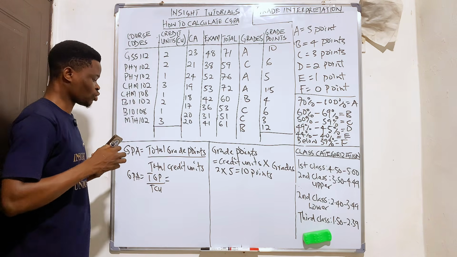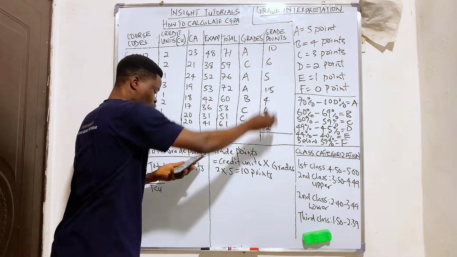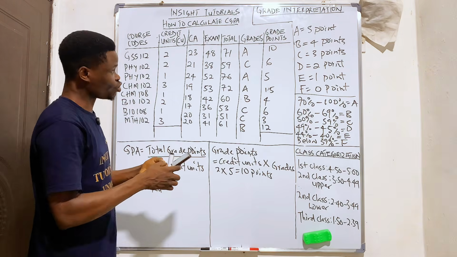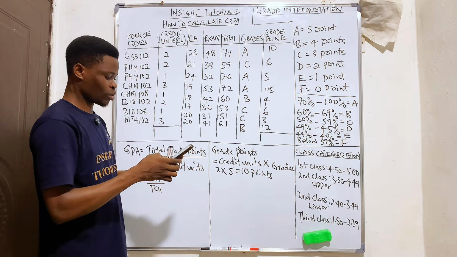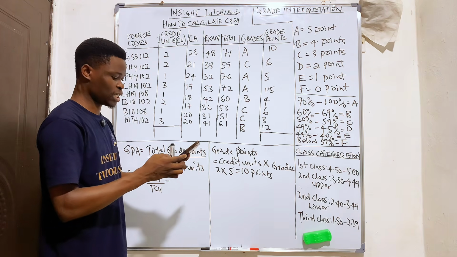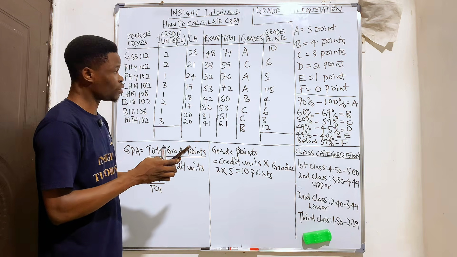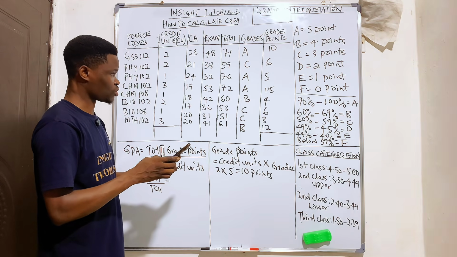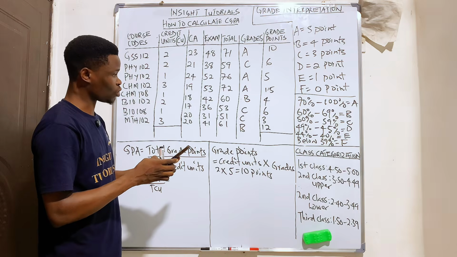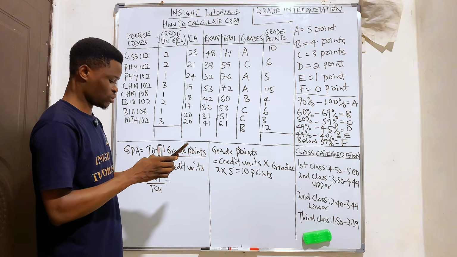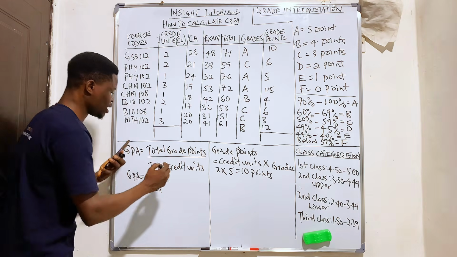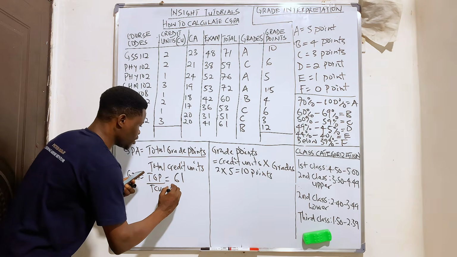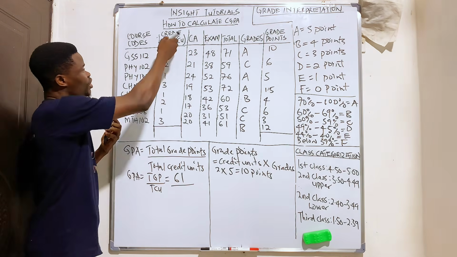So in short form, you can say GPA is equal to total grade points all over the total credit units. So in essence, we're going to sum all of this up, and I'm going to do that on my calculator right now. So we have 10 plus 6 plus 5 plus 15 plus 4 plus 6 plus 3 plus 12. So this student had a total grade points of 61 in this semester, all over the total credit unit.